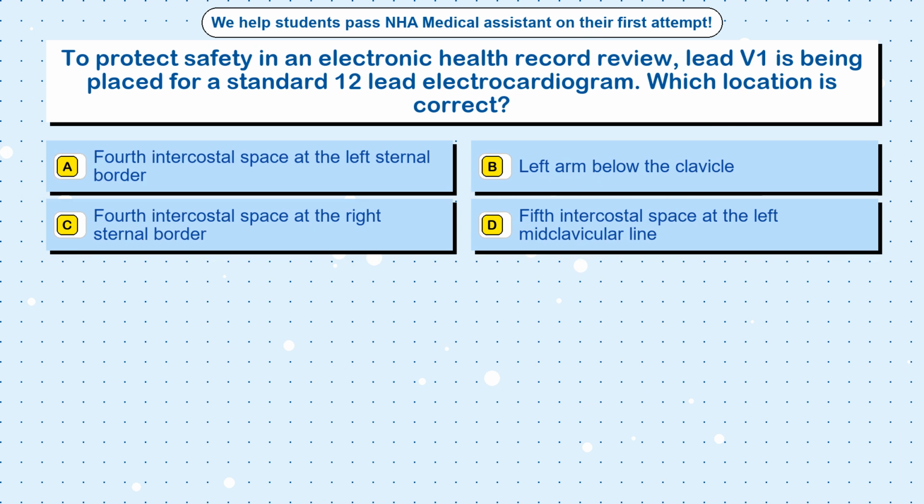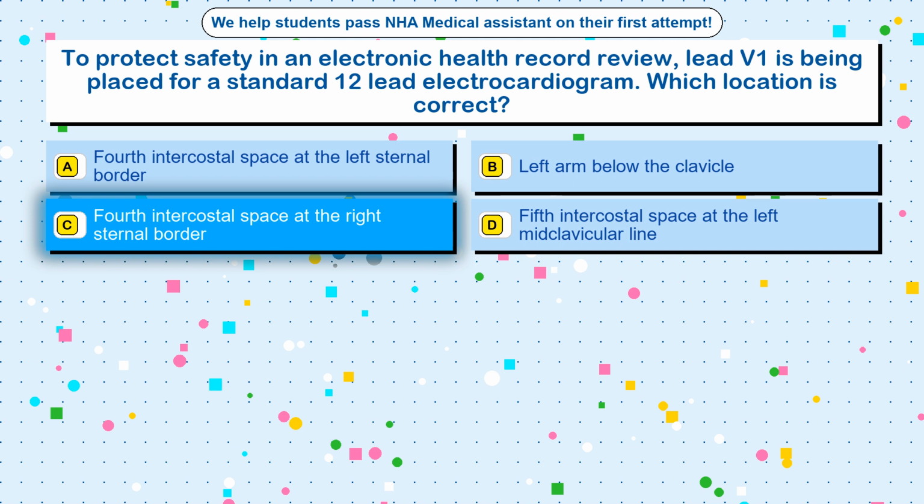Question 47. To protect safety in an electronic health record review, lead V1 is being placed for a standard 12-lead electrocardiogram. Which location is correct? Option A, fourth intercostal space at the left sternal border. Option B, left arm below the clavicle. Option C, fourth intercostal space at the right sternal border. Option D, fifth intercostal space at the left midclavicular line.